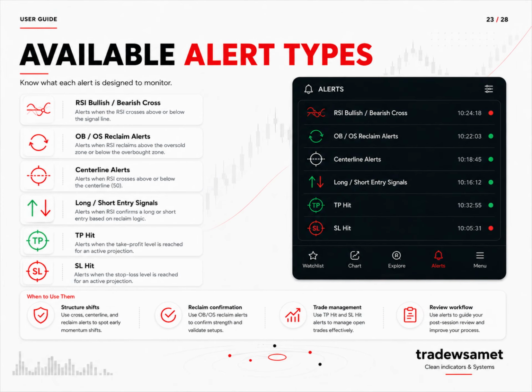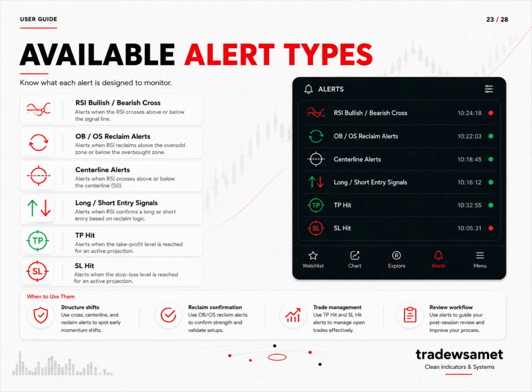The indicator includes multiple alert types. RSI bullish and bearish cross alerts monitor when RSI crosses the signal line. OB and OS reclaim alerts monitor reclaim behavior around overbought and oversold zones. Centerline alerts monitor crosses around the 50 level. Long and short entry signals monitor confirmed reclaim or rejection signals. TP hit and SL hit alerts monitor the projected take profit and stop loss levels for active projections.